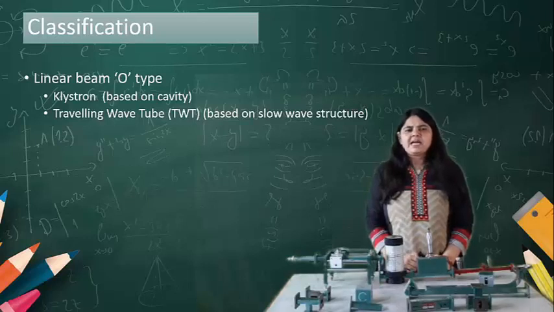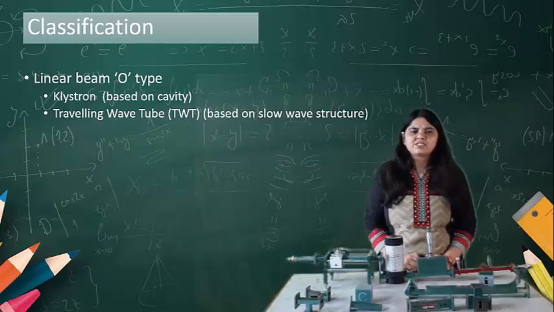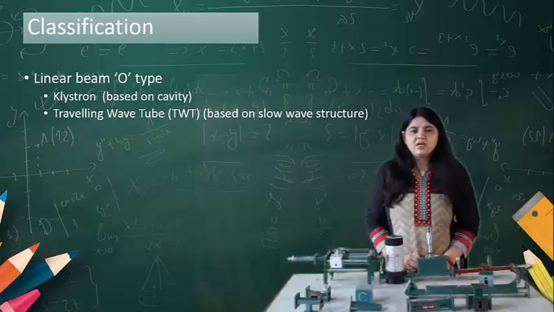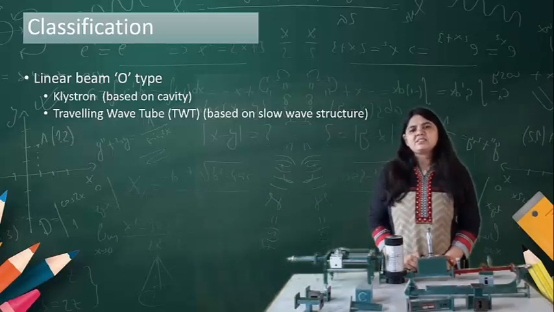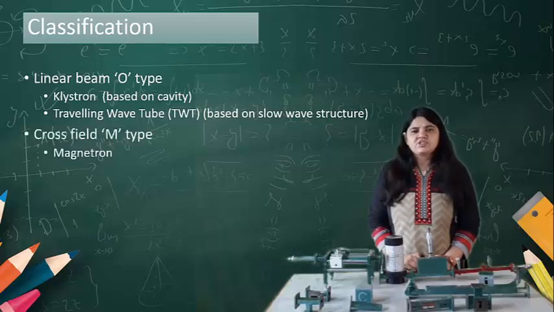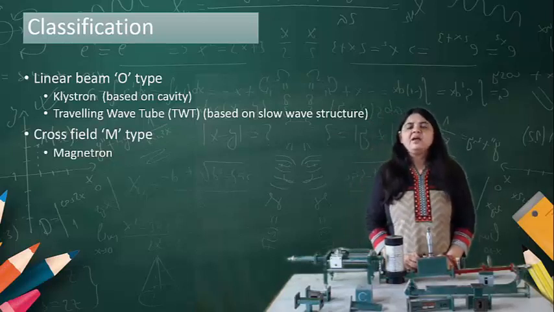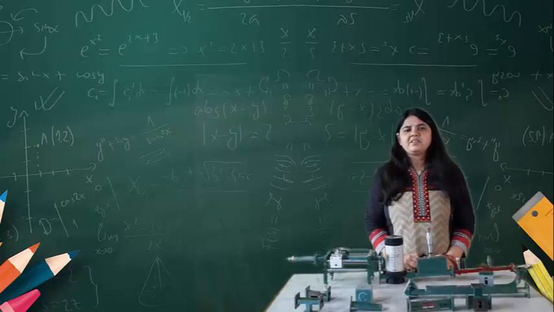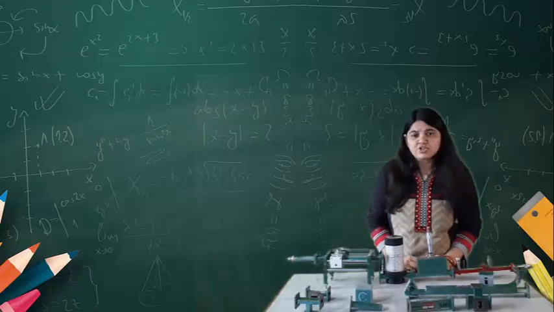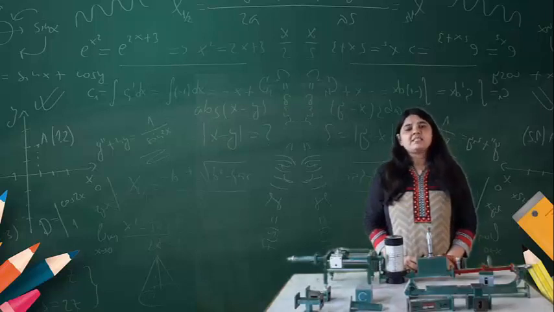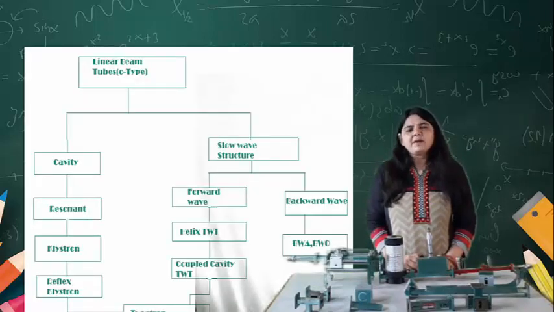Now the classification, according to the beam type. Linear beam O type: the klystron, based on the cavity, and the traveling wave tube, TWT, based on the slow wave structure. Another classification is the M type, in which the example is the magnetron. So this way the tubes are classified into two types, O type and M type. We need to discuss the O type and M type.